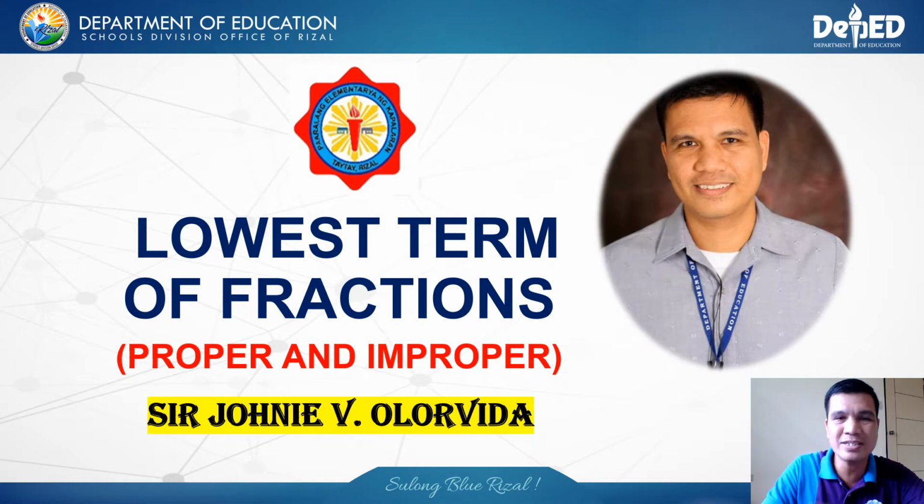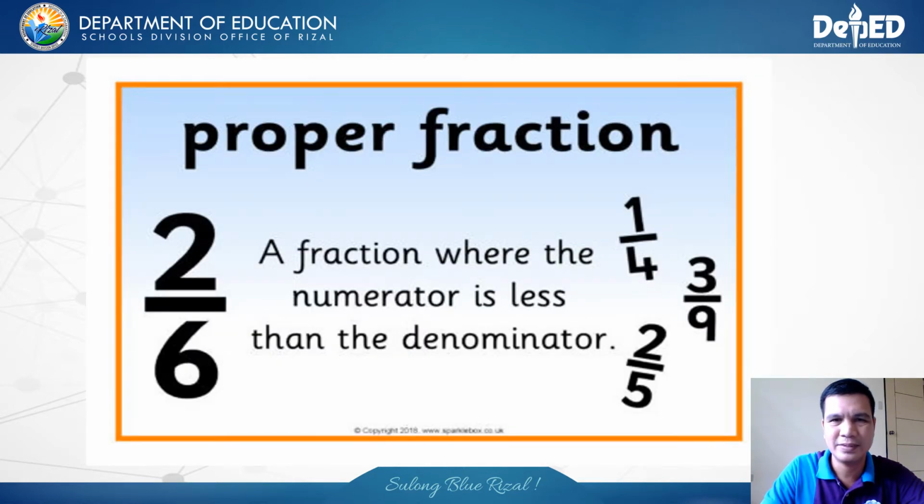Lowest term of fractions, proper and improper fractions. Let us continue. A proper fraction is a fraction wherein the numerator is less than the denominator. As you can see, mas mababa ang kanilang numerator, like 1/4, 3/9, 2/5, and 2/6.